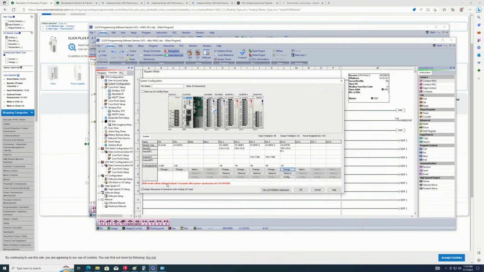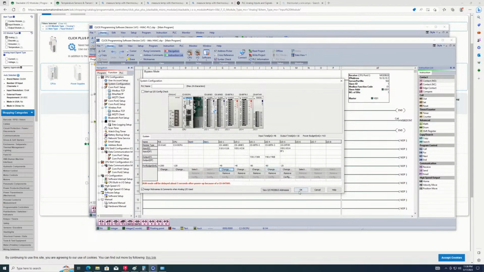Remember how run mode will be delayed by about 5 seconds after power up because of the thermocouple module? Now what that means is I can actually set the initial values on these in that time period.